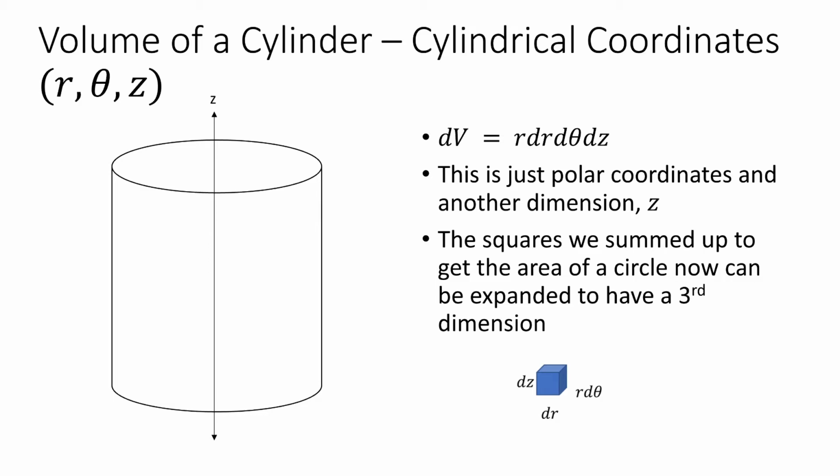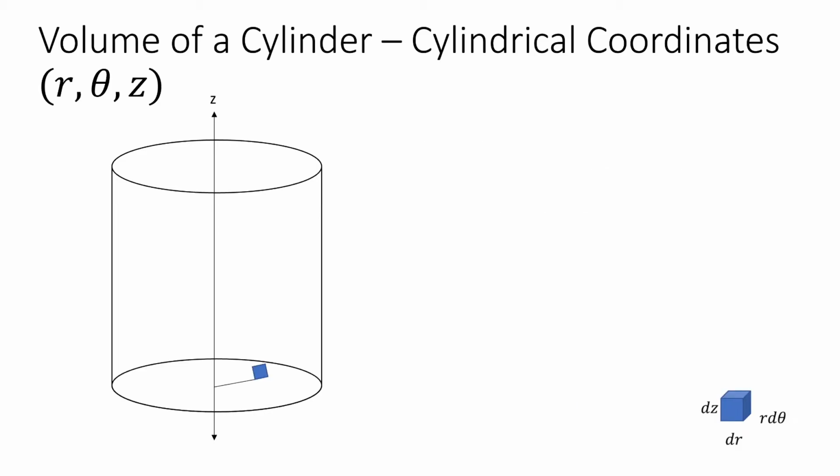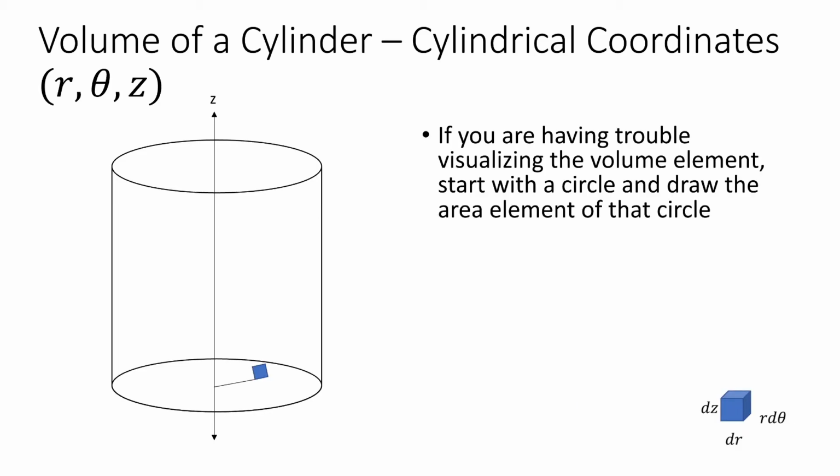And now we're just expanding that circle to a third dimension. And let's say we have an infinite number of circles stacked on top of each other. That's how we'd get a cylinder. And so originally, starting with our dA of r dr d theta on that xy plane, we give it that height of dz. And that's how we're going to get that volume element.